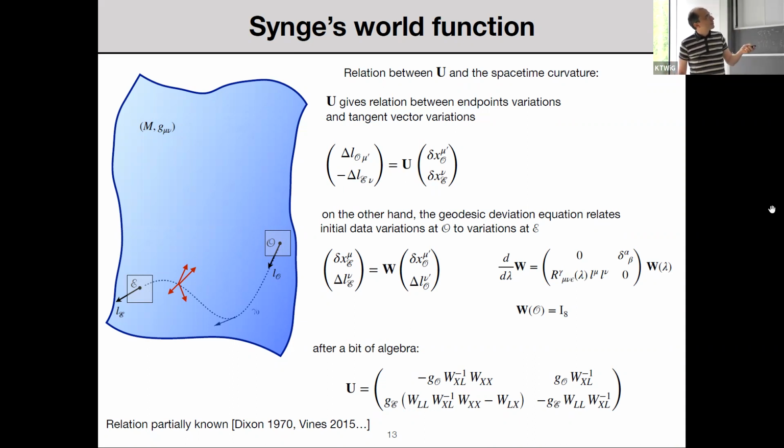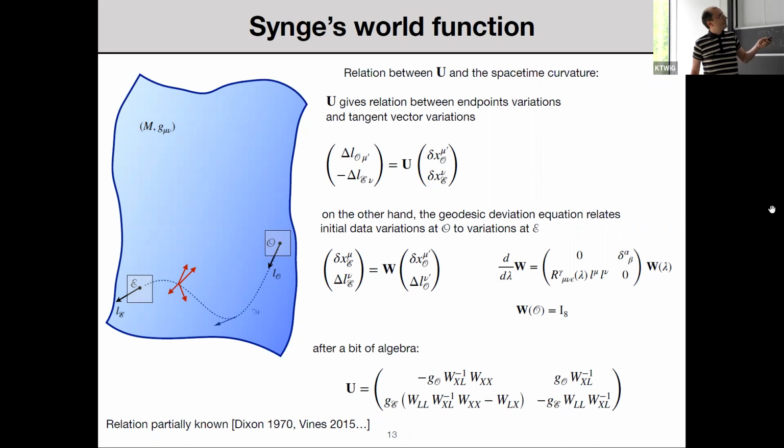But you can also approach this problem of variations from the point of view of the geodesic deviation equation. So W gives you the relation between the initial variation of the endpoint of the geodesic and the variation of the initial tangent vector with the variation of the final point plus the variation of the tangent vector at the final point, right? That's from the definition of W. And now we just have to compare these two relations, and it's easy to see that you can pass from one to the other by not very simple, but also not very difficult algebra.